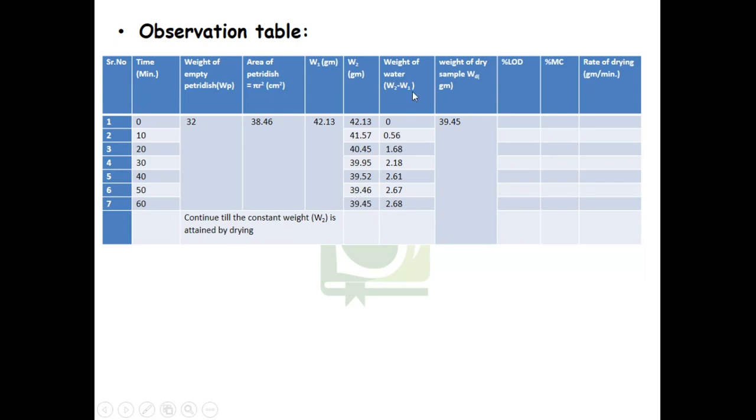Okay, then weight of the water. Now how you will calculate the weight of the water? It will be W2 minus, sorry, it has to be W1 minus W2. So 42.13 minus 41.57 gives you 0.56. 42.13 minus 40.45 gives 1.68. So likewise we have calculated what is the weight of water. Okay, then weight of the dry sample, that is this last thing which was constant, and that we have written as 39.45. Okay, now after calculations we are going to fill those columns.